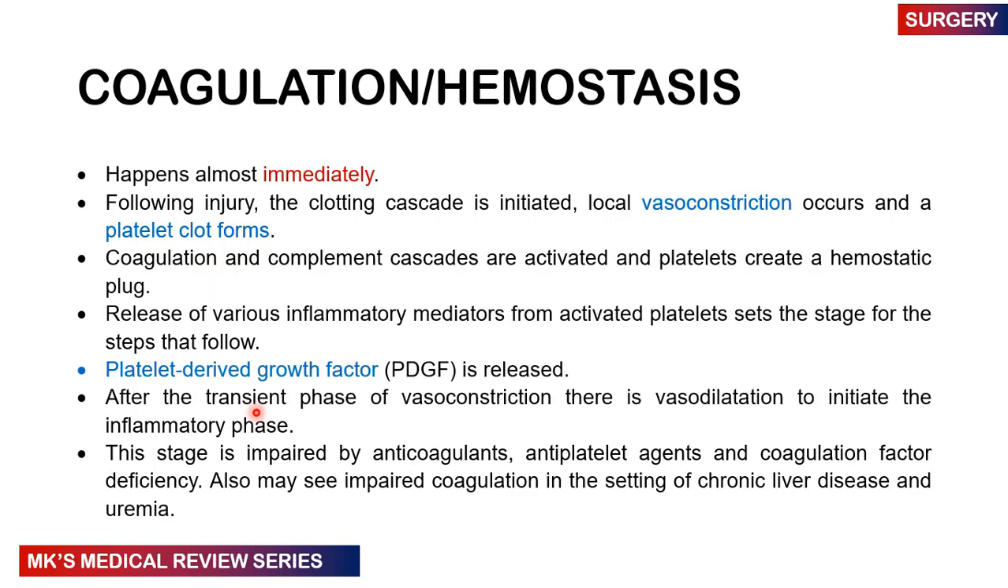So beginning with the stage of coagulation and hemostasis. So this, like I said, happens almost immediately. So when you cut yourself and you injure a blood vessel, the clotting cascade is going to be initiated. But initially, there's going to be this initial transitory or transient vasoconstriction that happens. It's like a spasm. It's like a reflex that the blood vessels undergo to prevent you from losing even more blood. Then eventually there's going to be some vasodilatation so you can bring more inflammatory cells to that area, so you can bring more platelets.